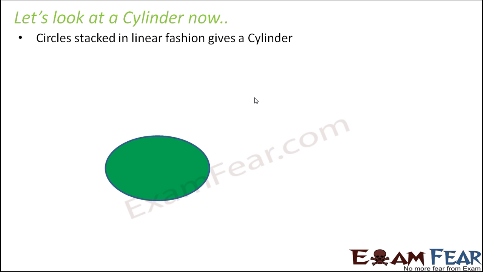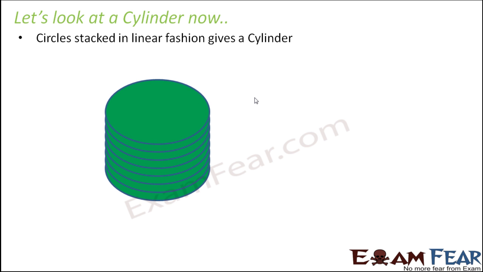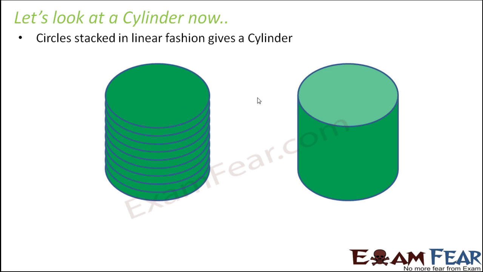Now if you keep stacking circles one above another, in fact you can try this out with coins. Maybe you can take 1 rupee coins and start placing them one above another. By the time you have placed some 10-20 coins, what have you obtained? You have actually obtained a solid cylinder, because by stacking the coins, you have created the third dimension, which is the height. And that's how a cylinder is a three-dimensional shape.